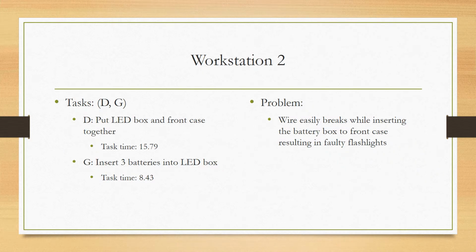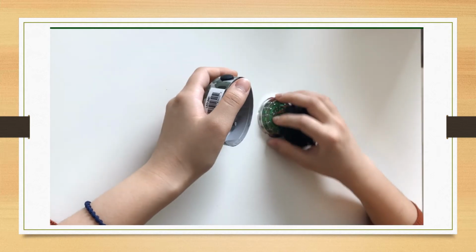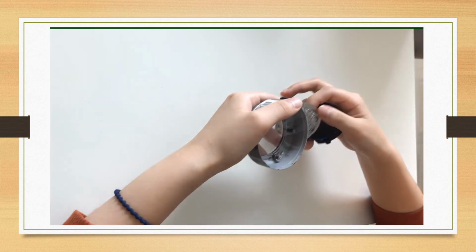In our workstation 2, there are two tasks, which are task D and task G. The problem of workstation 2 is about the installation of the LED box. The wire from the LED board easily breaks while inserting the battery box into the front case, resulting in faulty flashlights. The video shows the actual situation when we insert the LED box into the front case.